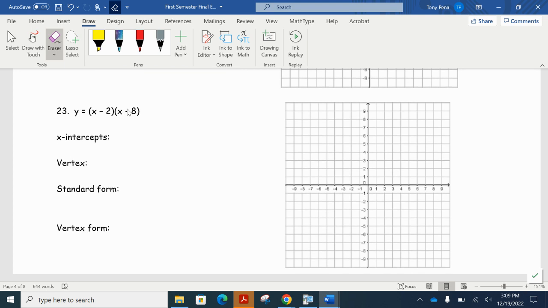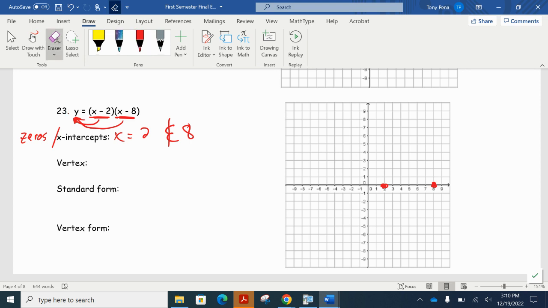So 23, largely the same as what we just did. If I want my x-intercepts, your x-intercepts are your zeros, your solutions. So we would have taken this expression and made our y-coordinate a 0. The number that makes that factor a 0 is 2. The x value that's going to make this factor a 0 is 8. So we're going to cross the x-axis at 2 and at 8.